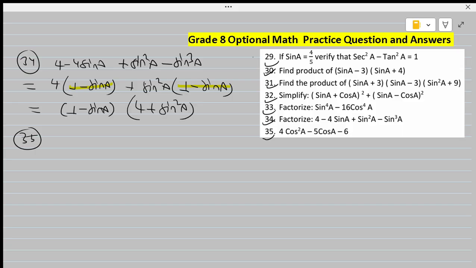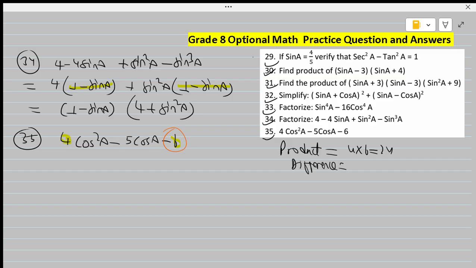See, 4 cos square A minus 5 cos A minus 6. So this is a trinomial of the form ax square plus bx plus c. For breaking it, we need to identify two numbers so that their product equals the product of 4 and 6. So the product is 4 into 6, 24 we need, and since 6 is taking a minus sign, the difference we need to get is 5, the middle one. Which numbers will give product 24 and difference 5?